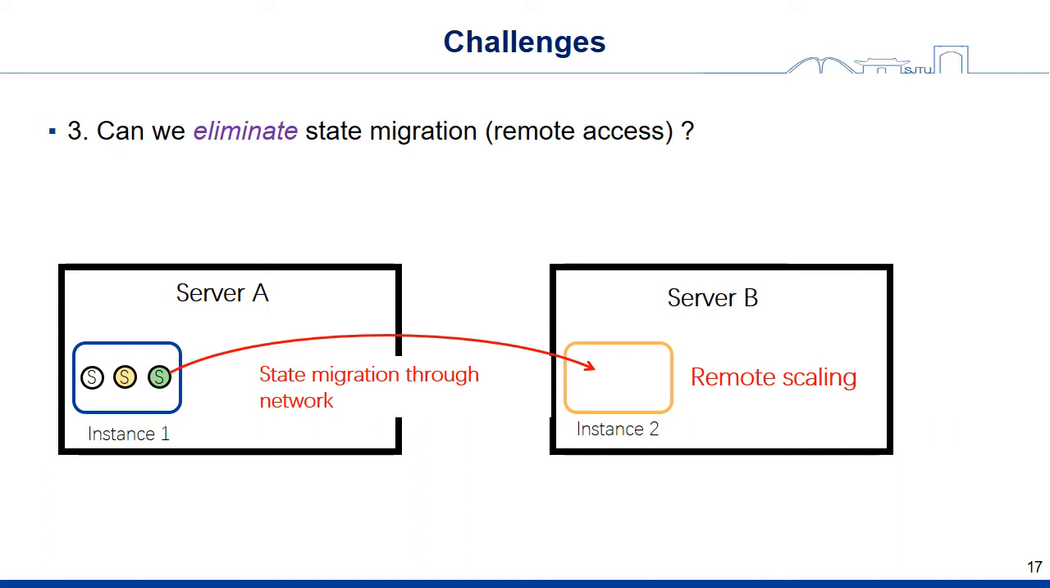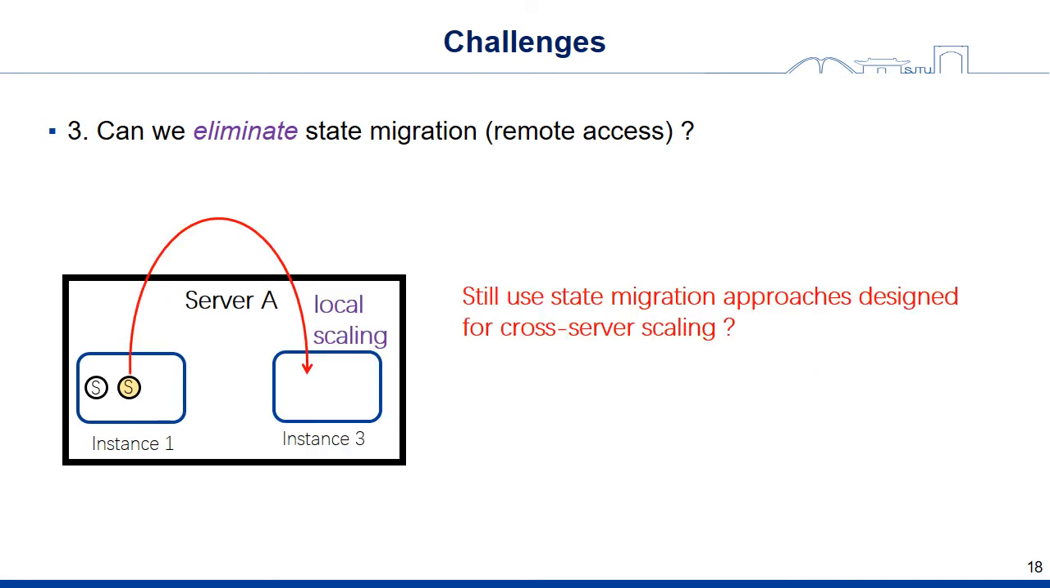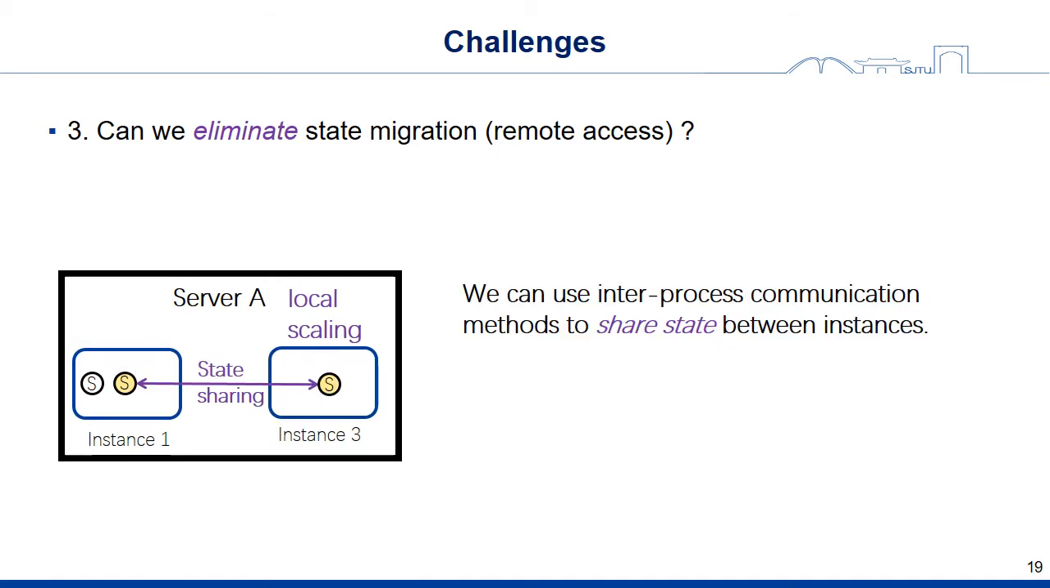If we are starting a new instance in a new server, we need to migrate the state from the original instance through the network, and the network round trip contributes to most of the latency increase. But what if we start a new instance in the original server? If we still use the network to migrate the state between two NF instances, we get suboptimal performance because we can use inter-process communication methods to migrate the state. Inter-process communication is typically faster than inter-server communication.